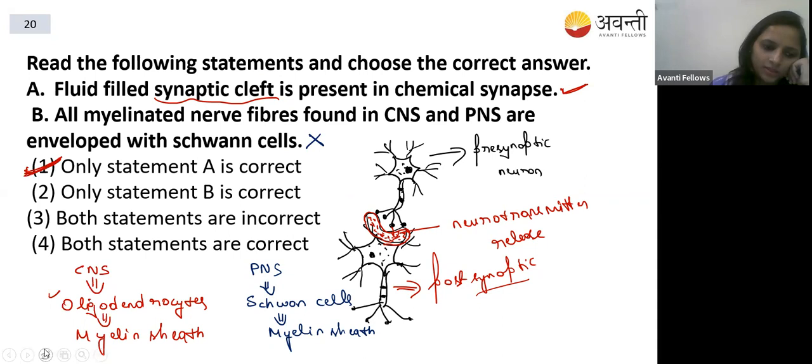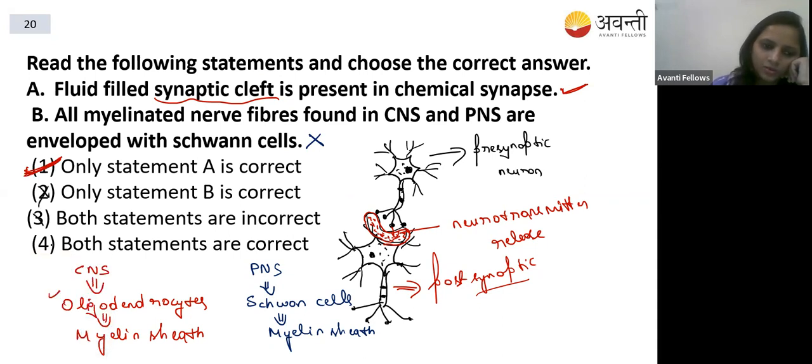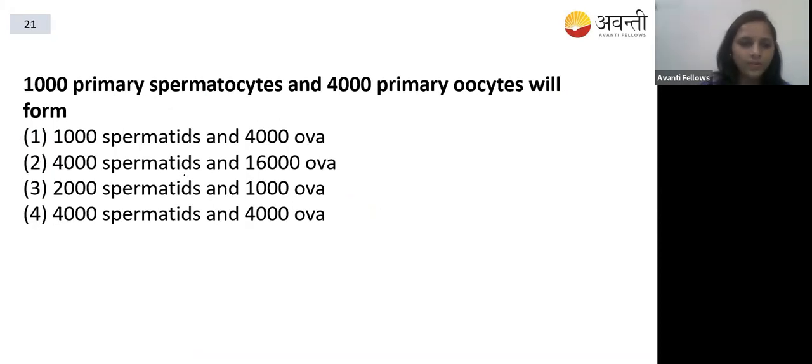Okay. So whereas only statement B is correct. No. Both the statements are incorrect. No. Both the statements are correct. No. Only option A is correct. Okay, guys. Fine. So then coming to the 21st question.